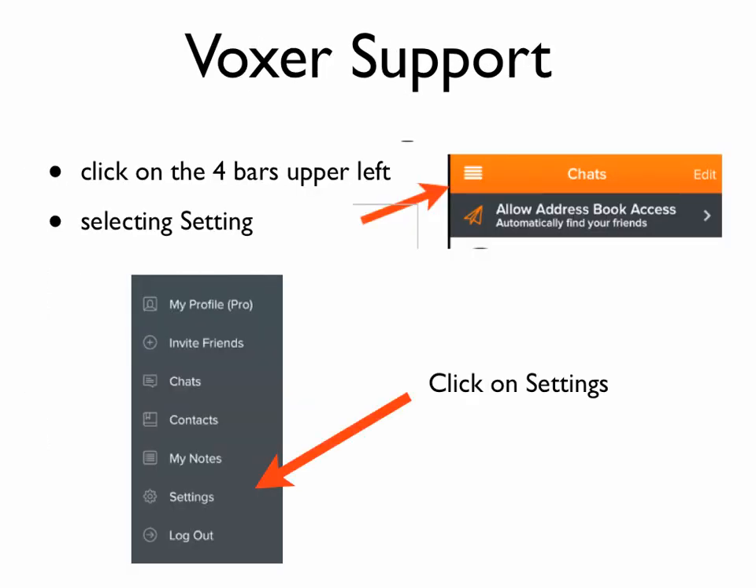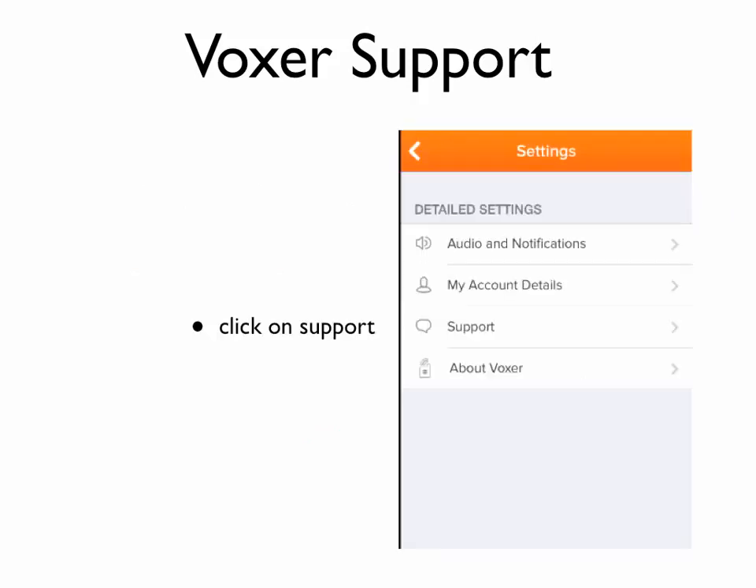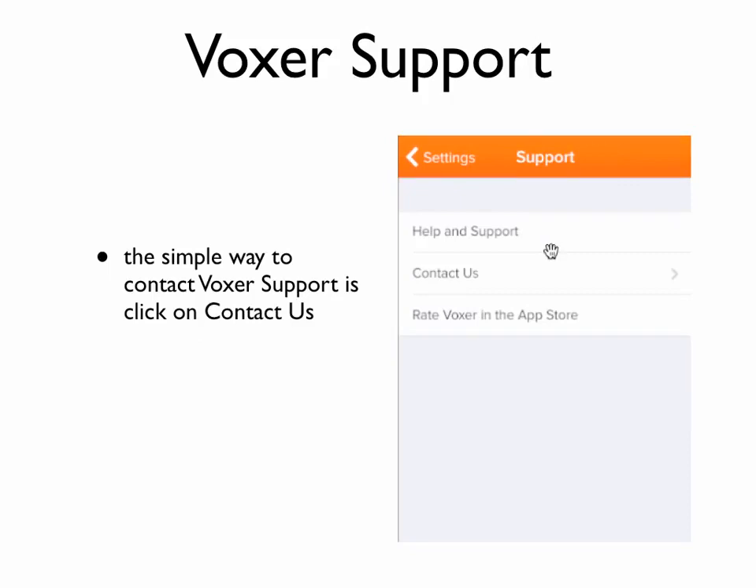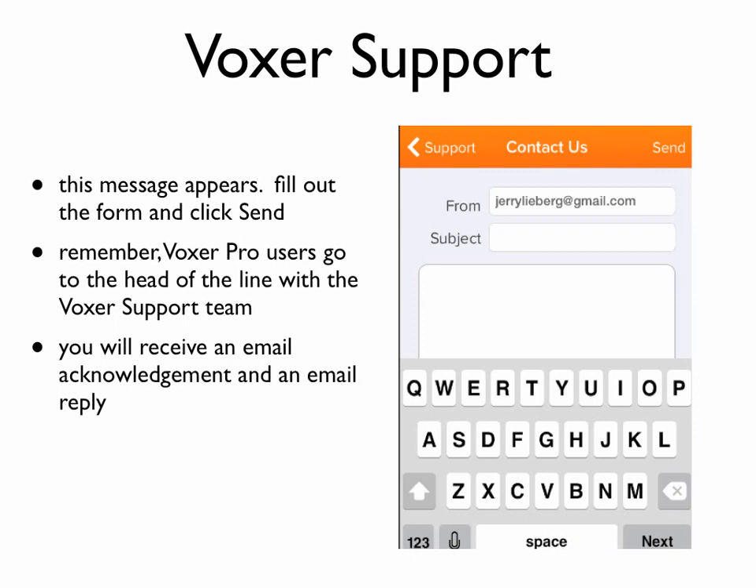How about Voxer Support? When you're in the home screen, click on those 4 bars, select Settings, and click on Support for the menu that appears. The simple way to contact Voxer Support is click on Contact Us. This appears. Fill in the subject, fill in the content. You will receive an email acknowledgement from Voxer, and very shortly thereafter you will get a response to your question.